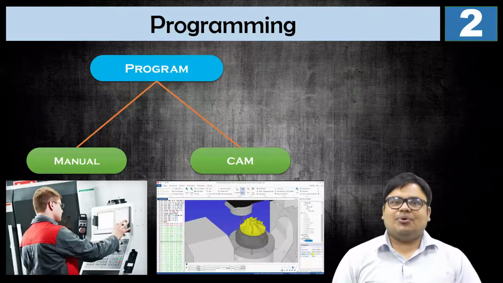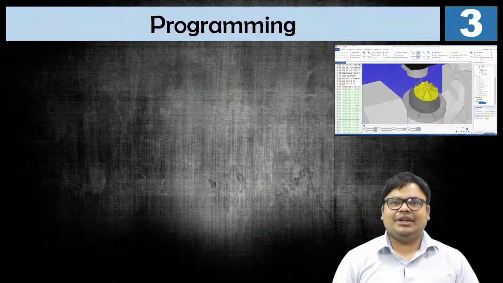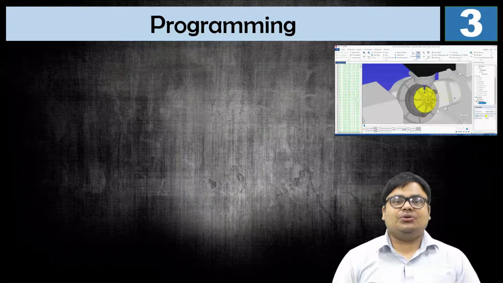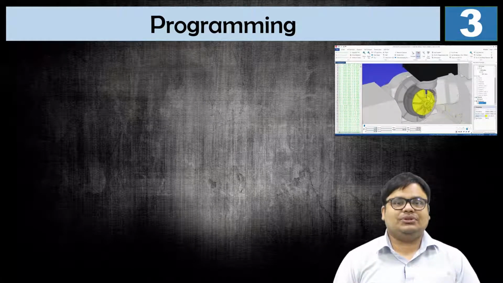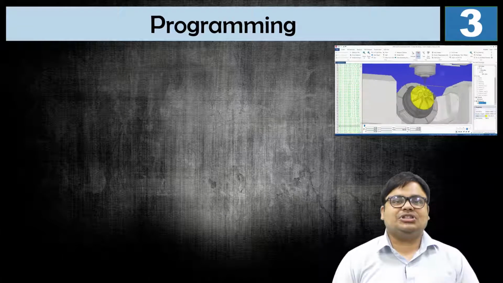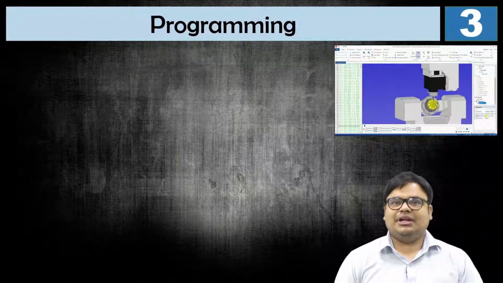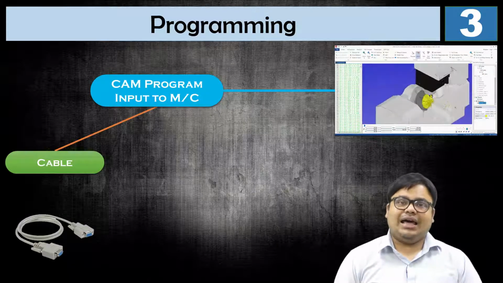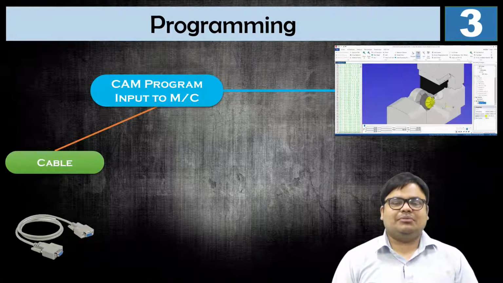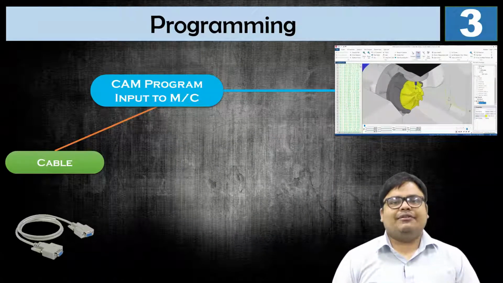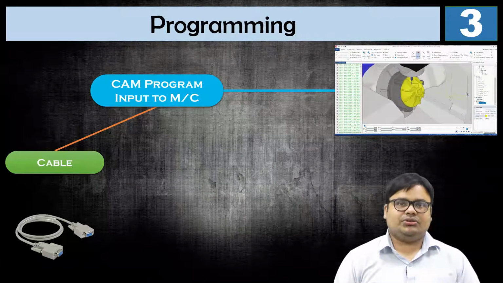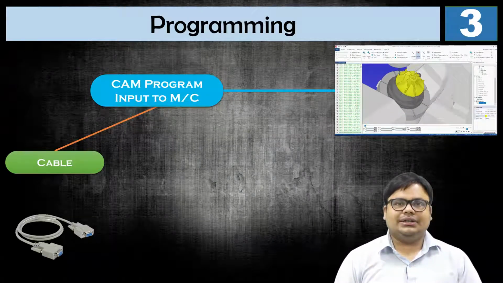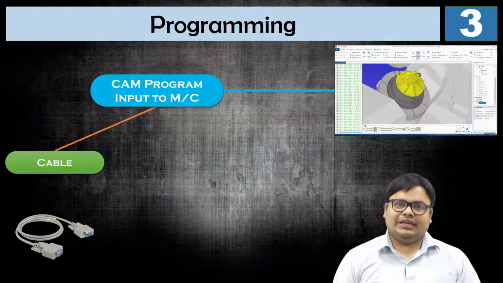Next, after the programming is done, how do we send the program to the CNC machine or the controller, and what is the process? The CAM program can be input to the machine by different methods. The first and easy one is by cable, using an RS232 cable. The cable is connected to our PC and also to the CNC machine, and the common port should be RS232. So by this cable we can send the program.